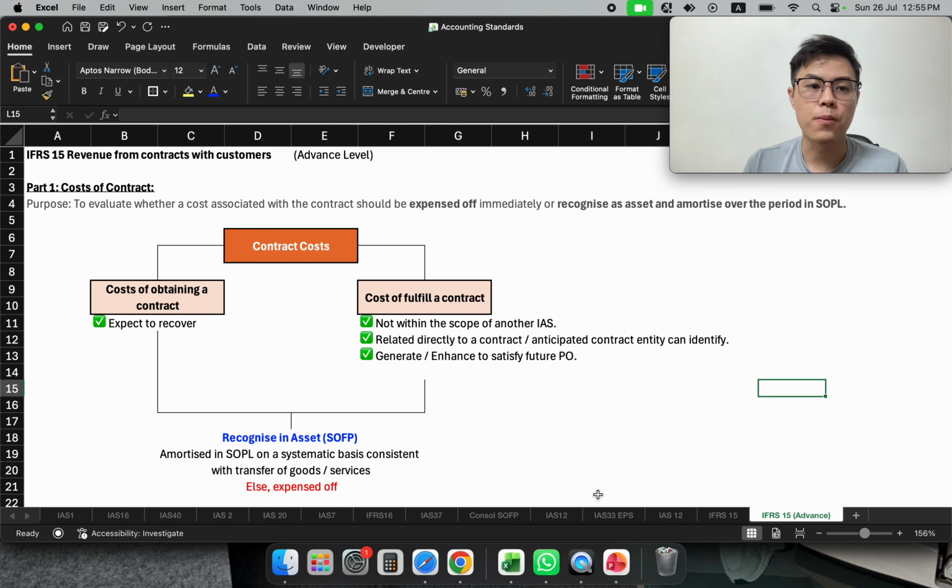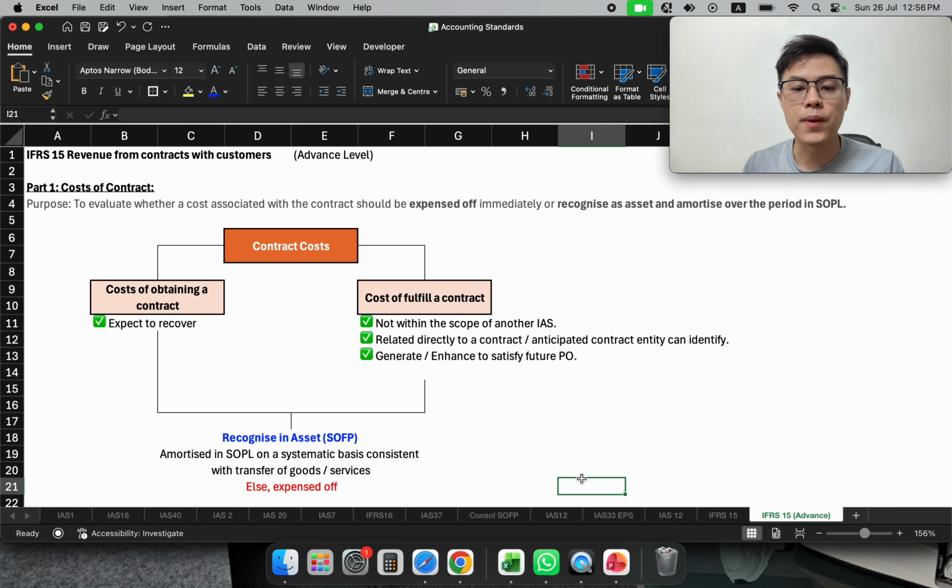Discuss revenue from contract with customer at an advanced level in this video. In this video, we are going to learn about the cost of contract, whereby certain costs that happen before the contract or during the contract, we are going to recognize immediately in our SOPL as our expenses, or we call it cost, or we should put it under our SOFP and amortize it accordingly throughout the so-called period of the contract.